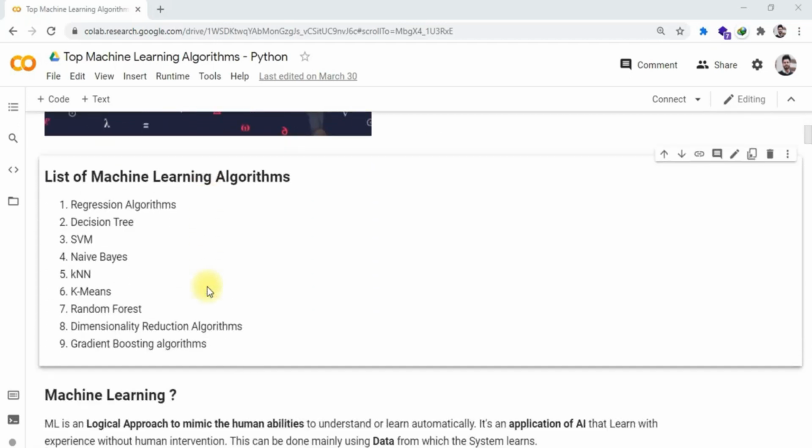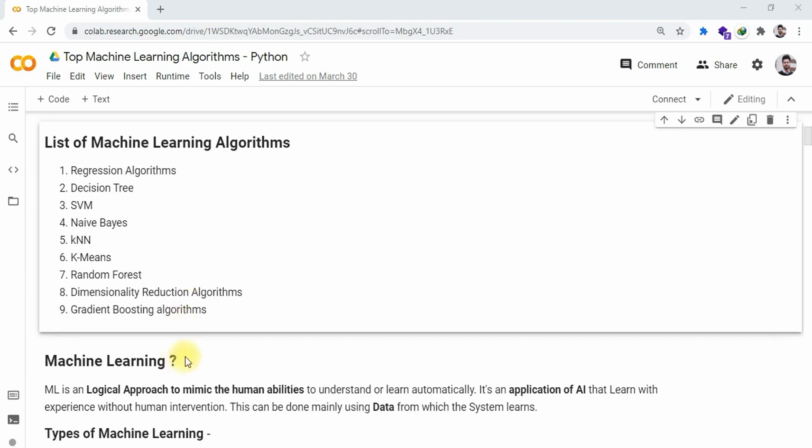That is, what is machine learning? So before starting that topic, I will tell you about the list of the algorithms that I will have in this whole playlist. The first is regression algorithms, decision trees, SVM, naive Bayes, KNN, k-means, random forest, and dimensionality reduction. Also the gradient boosting algorithms. So all these algorithms I will choose and explain in this playlist.